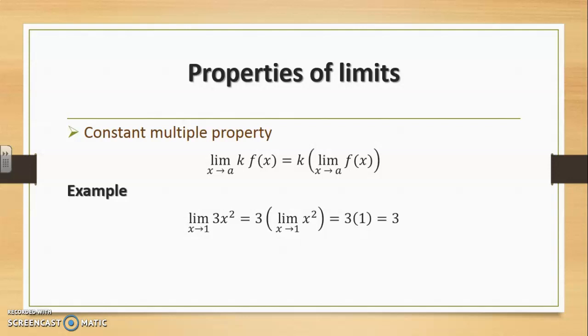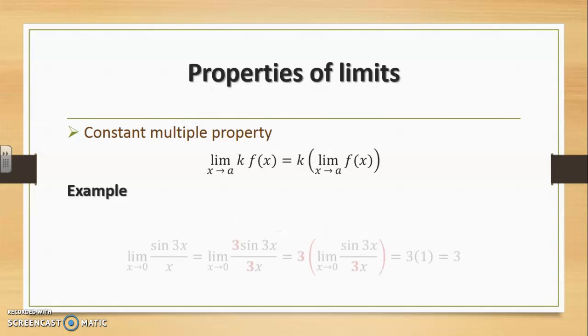Notice how 3 was simply extracted from the limit. And then direct substitution can be applied to the limit as x approaches 1 of x squared to give a result of 3. Now, in practice, you would probably not do this since 3x squared is a polynomial and direct substitution could have been applied right from the start. But here's an example where that property does come in handy.